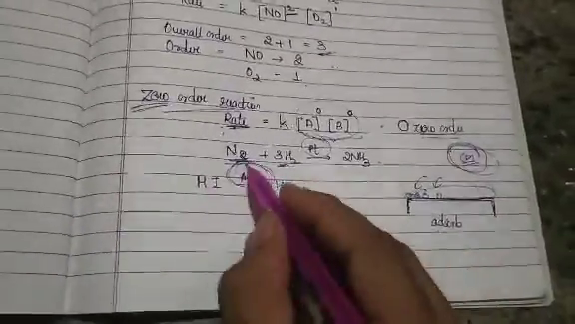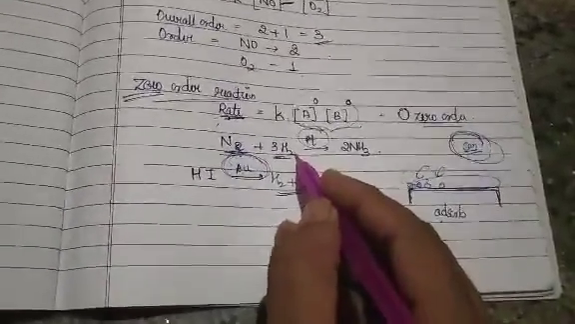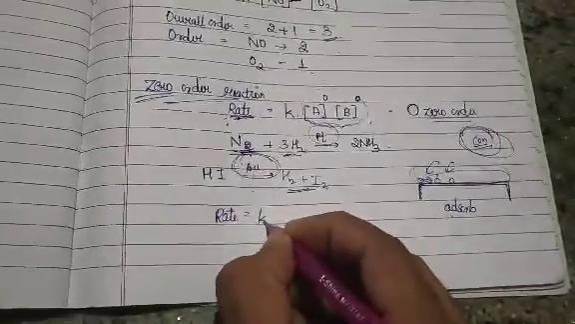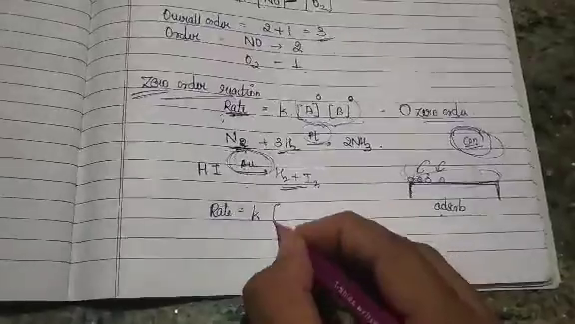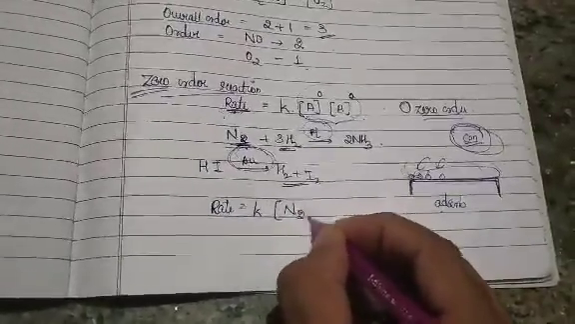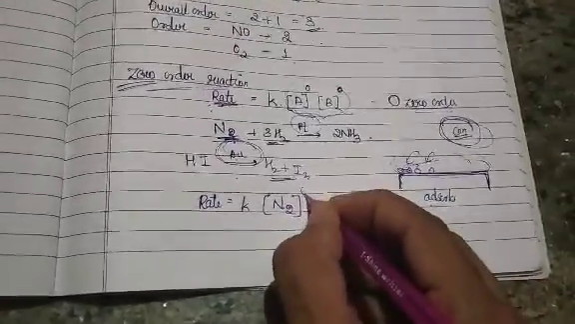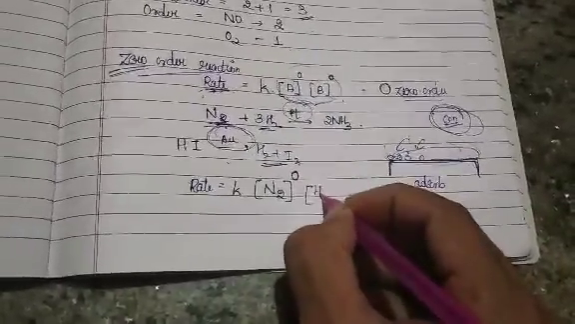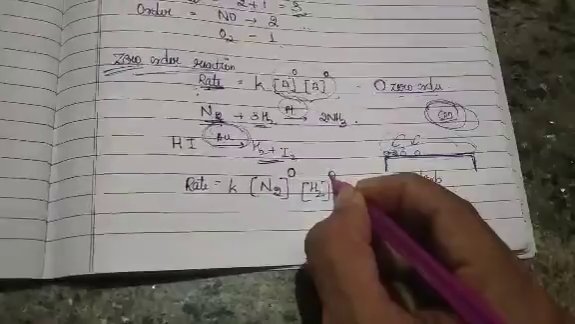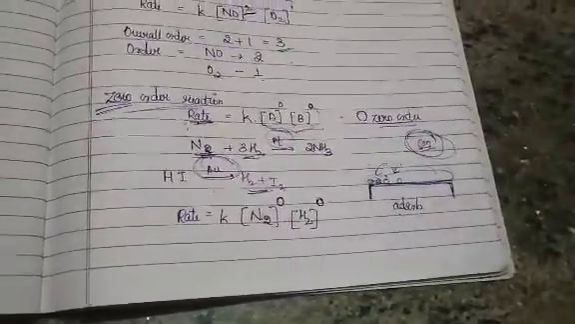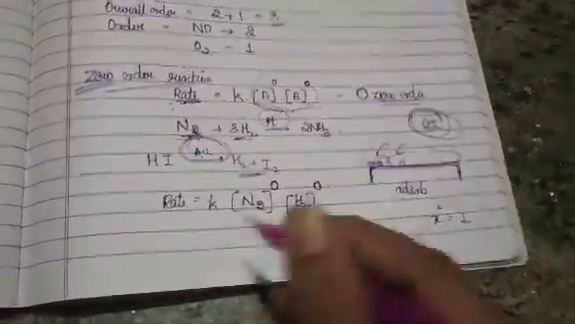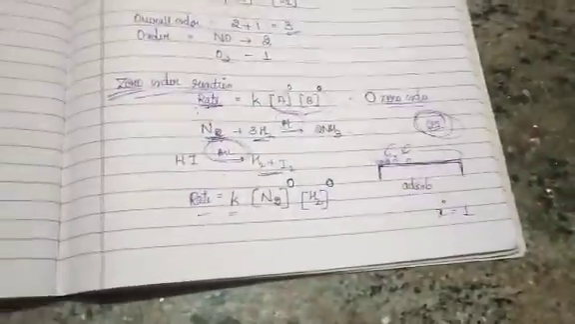So if I want to write it for this one, how am I going to write it? Of course, rate will be equal to K times N2, but it will have a zero order. Similarly, H2 will also have a zero order. Anything to the power of 0 is equal to 1, so rate will be equal to K.